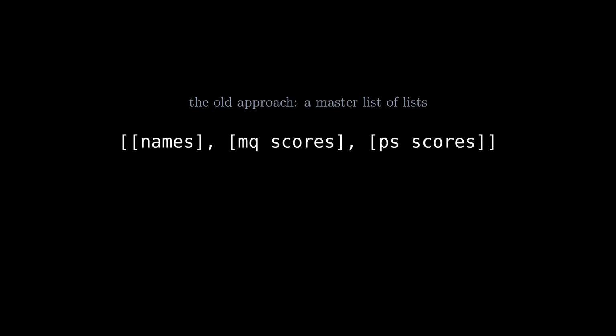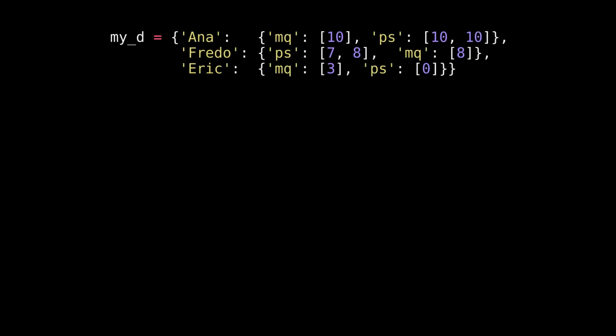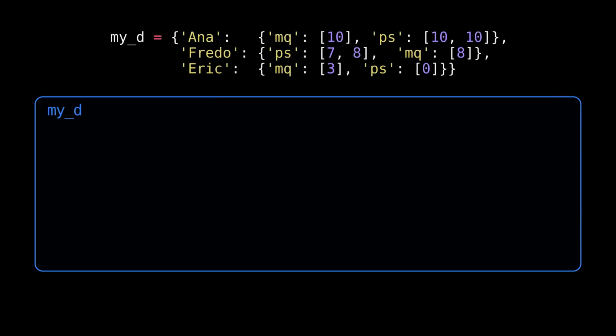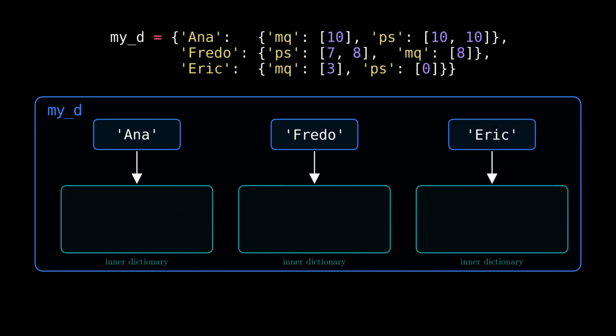Back to storing a whole class's grades. The old approach, a master list of lists, forced us into nested loops and nested conditionals. A dictionary of dictionaries is far cleaner. Here it is. The outer dictionary, my D, has 3 entries, 1 per student: the key Anna, the key Fredo, and the key Eric. The value for each name is itself a dictionary, allowed because a dictionary value can be any object, including another dictionary.